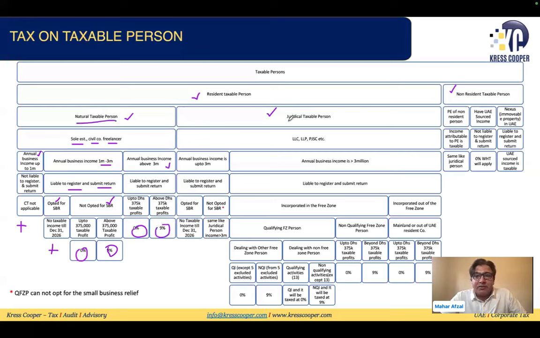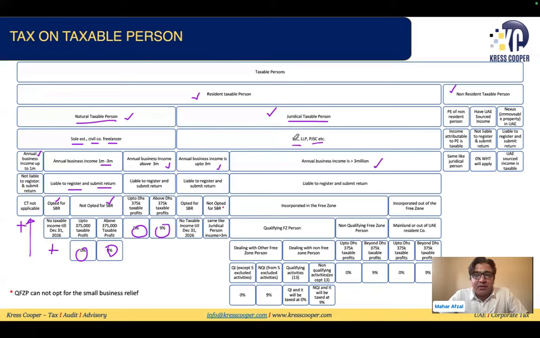Now coming back to the juridical taxable person. These juridical taxable persons can be LLP, LLC, public joint stock company, and annual business income is up to 3 million or more than 3 million. Just note here, this 1 million exemption is only available to the natural person. This 1 million exemption is not available to the juridical person.